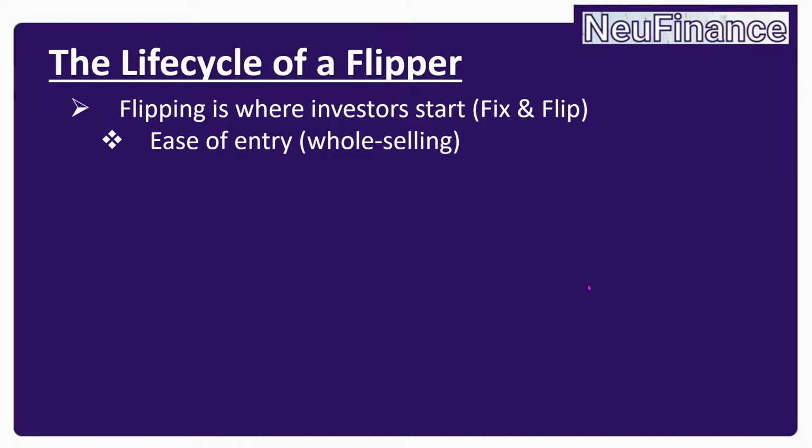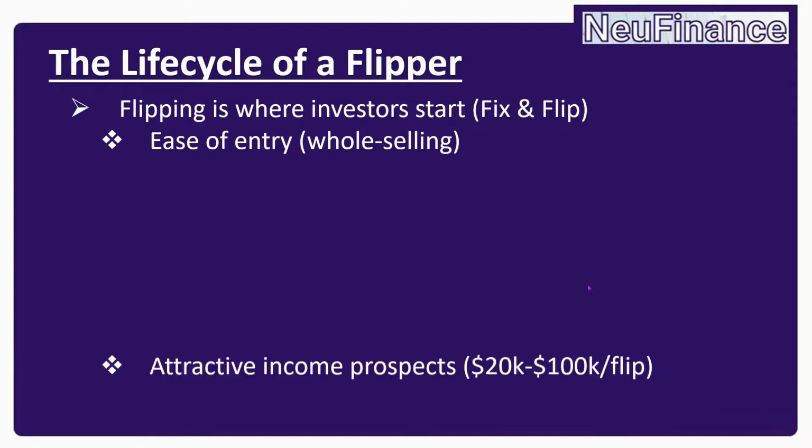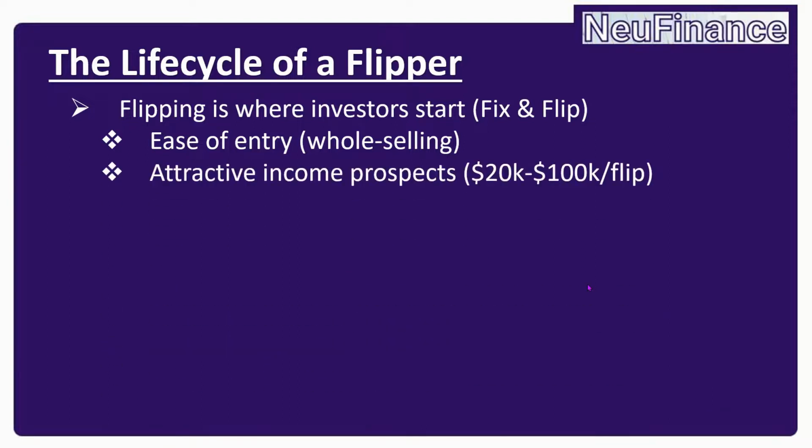You could start out as a wholesaler, just like we were talking about, where you just find people who want cash for their house. You pitch that to an established investor, and you actually get a pretty big commission if you can upsell to that investor. It's a very, very easy way of getting into the space. And then there's the attractive income prospects. After someone's done wholesaling, they want to start actually flipping. Most flippers make between $20,000 and $100,000 per flip, depending where you are.